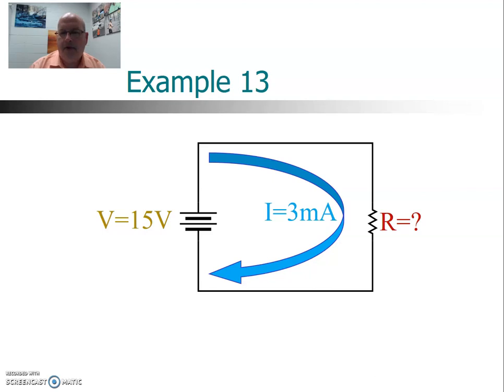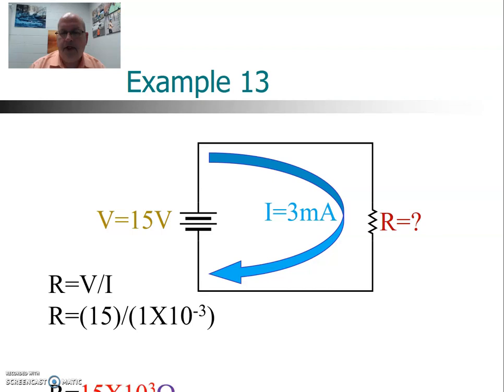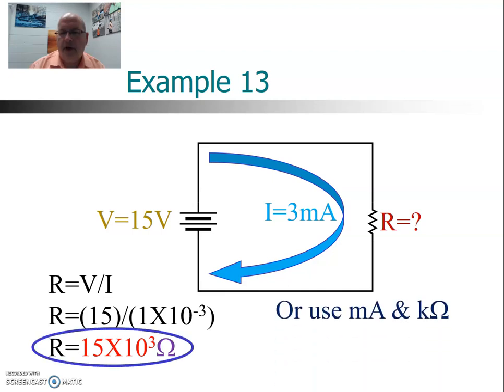Here's another one. This time we're trying to find resistance, and we're given a current in milliamps. So using scientific notation, we get resistance 15 times 10 to the third. Or we can remember that if we use milliamps, we're going to get an answer in kilo ohms. 15 divided by 1 will give us an answer of 15. And again, the units will be in kilo ohms. So 15 times 10 to the third ohms and 15 kilo ohms are the same answer.